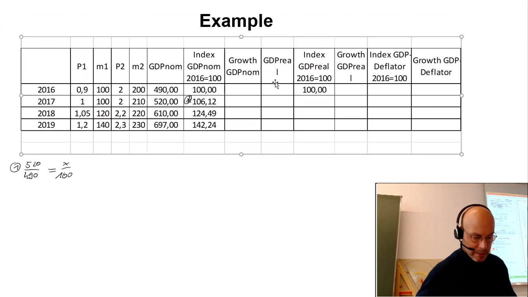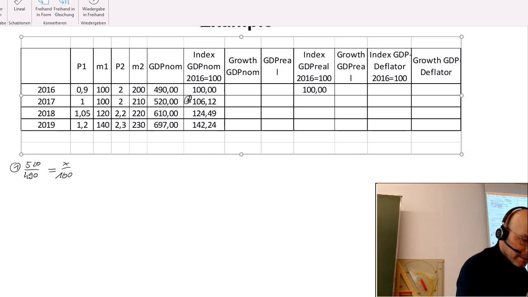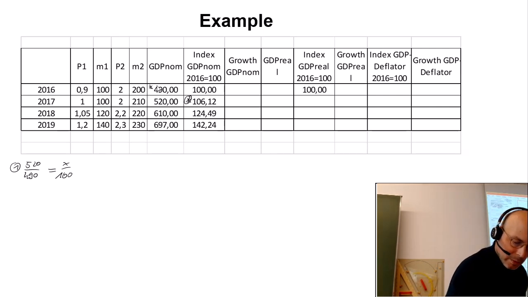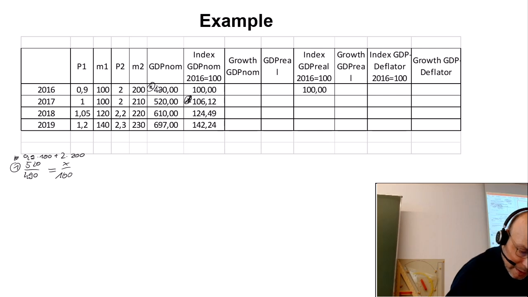Let's take also this one here, so that you know where this number comes from. This would be 0.9 times 100 plus 2 times 200. This was then a 1.